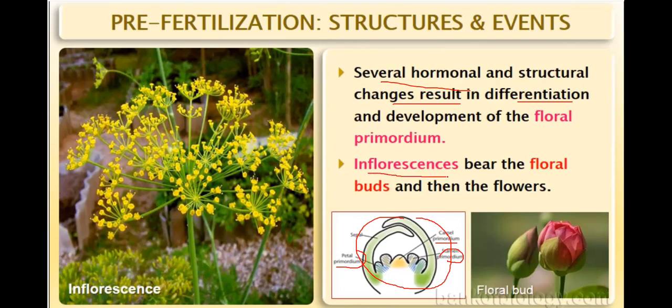Now there is inflorescence. Inflorescence bears the floral buds and then the flower. We have already studied what is inflorescence in class 11. Arrangement of flowers on the floral axis is called inflorescence. Racemose, cymose, we have studied in class 11. So in the beginning, the flower is in the form of a floral bud. And ultimately this bud opens and is converted into a flower.